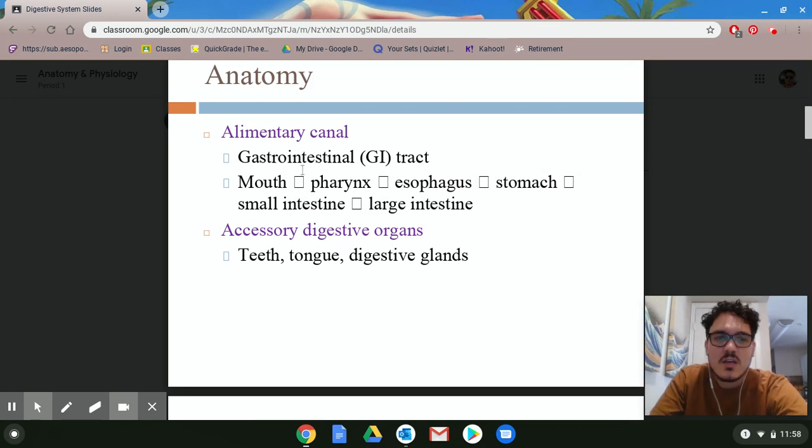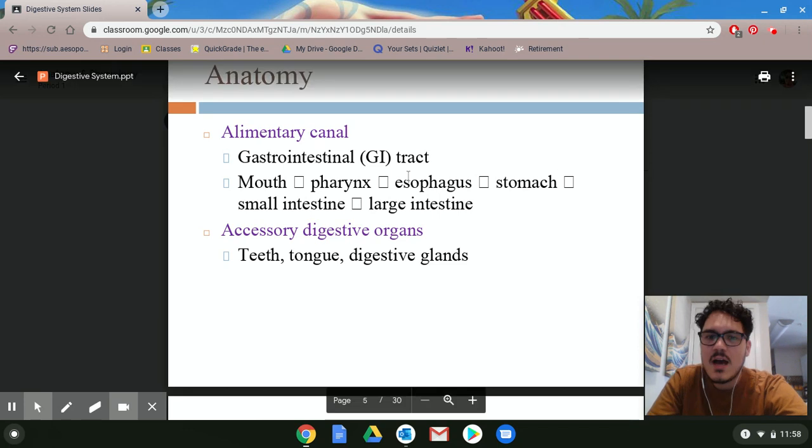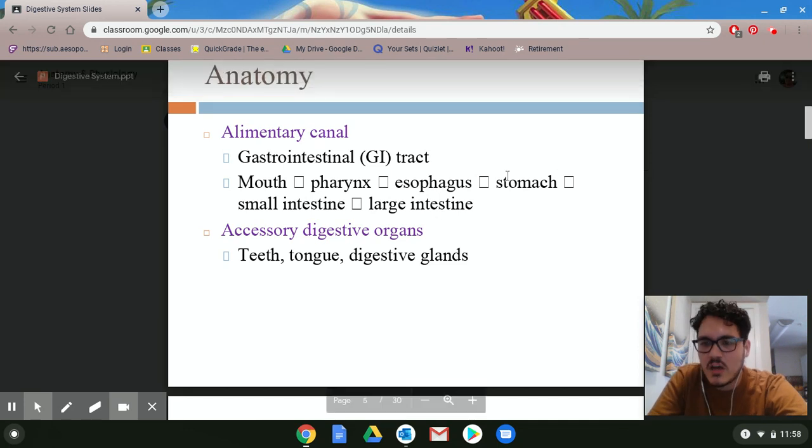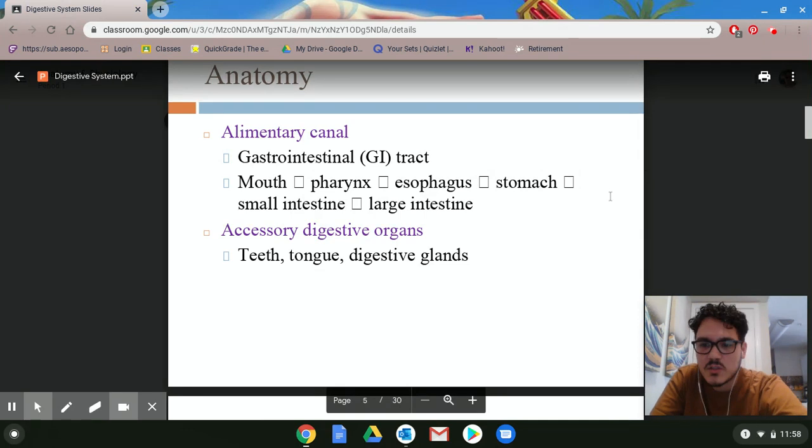So as I mentioned, starting in the mouth all the way through the pharynx, also known as the throat, the esophagus, which is the tube right behind the trachea, the stomach, small intestine, large intestine, and of course the anus itself is considered to be part of the large intestine, so it's all connected.